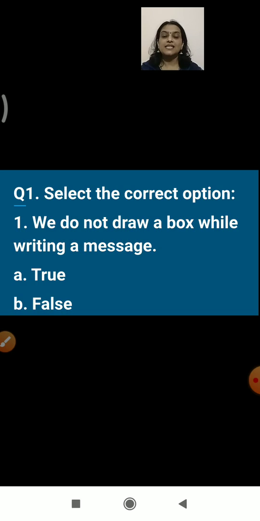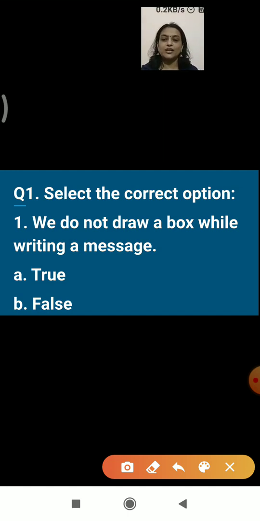Select the correct option. Here options are there and you have to click on the correct answer. The first one: we do not draw a box while writing a message. The option is true or false. So what do you think? When we have to write a message, is there a need of a box? Yes, we need it. We first draw the box and then we write whatever we have to write there.